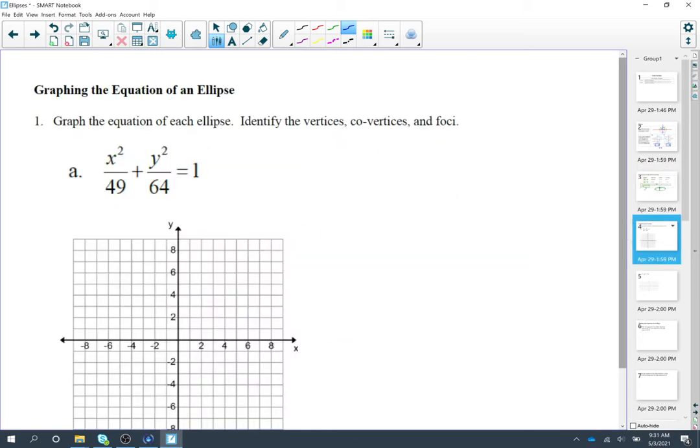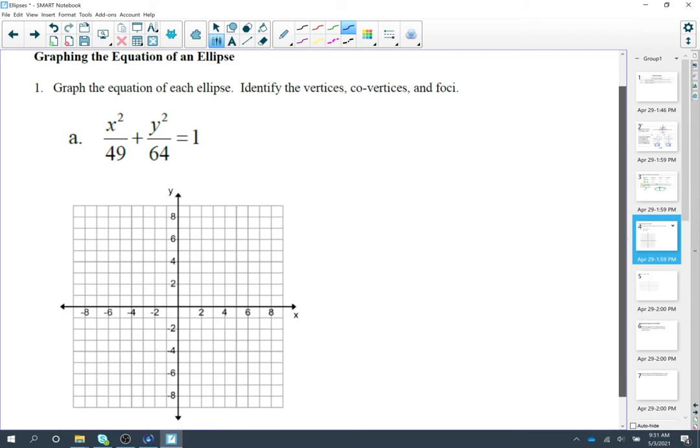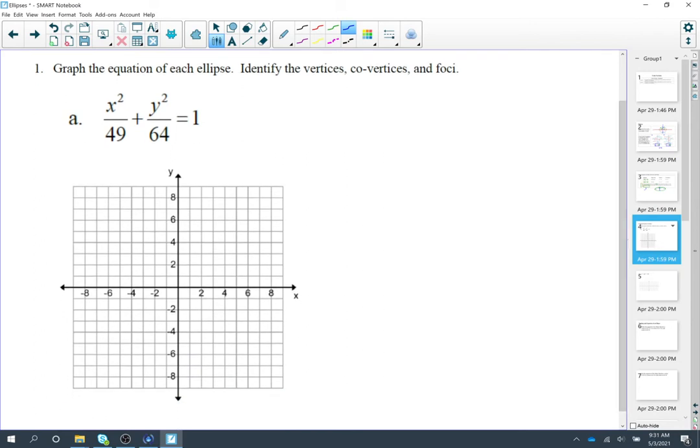Example 1, graphing the equation of an ellipse. Graph the equation of each ellipse, identify the vertices, the co-vertices, and the foci. Now, the first thing I'm going to be looking for is some a and b values, and keep in mind that a is always larger than b. So in this case, a is sitting right here, b is sitting right here.